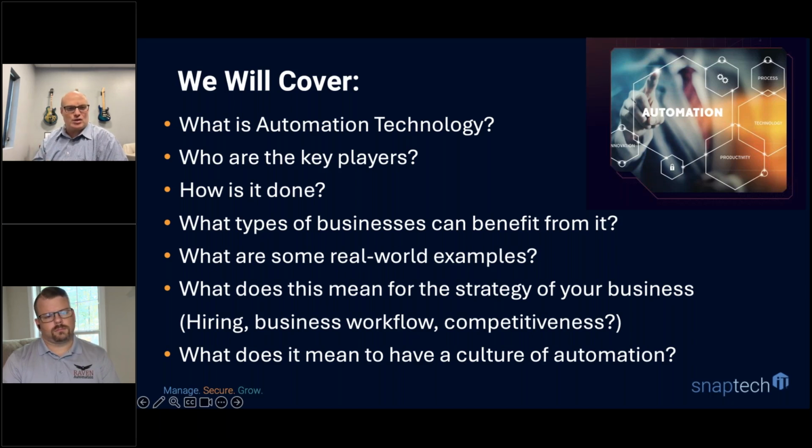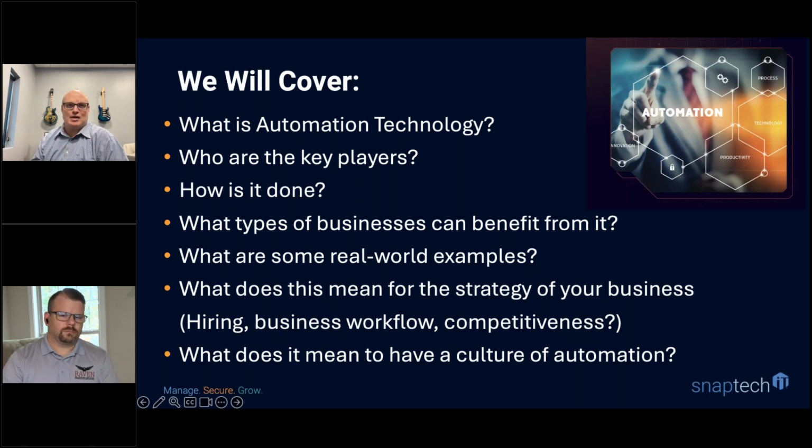And we'll talk about who some of the key players in the industry are doing this. What are the common ways that this is actually done? What types of business can benefit from it? And then we have a few real world examples that we've used at SnapTech IT for our own business or for other customers. And then we also want to talk about what this means for the strategy of your business.